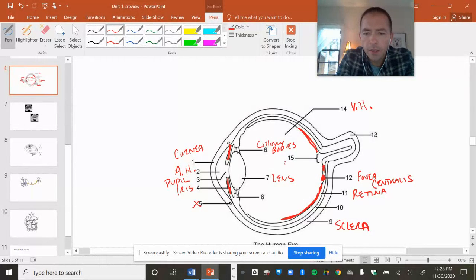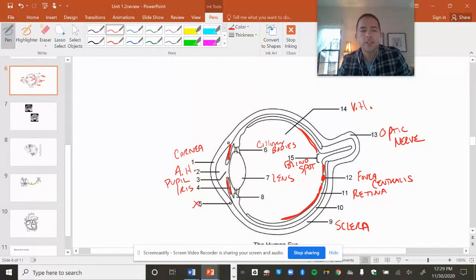Number 15 is the blind spot, because there is no rods or cones in that location, so there's no reception of information. And number 13, we connected to our brain via the optic nerve. So that's how all the information is getting sent to your brain for your brain to process.